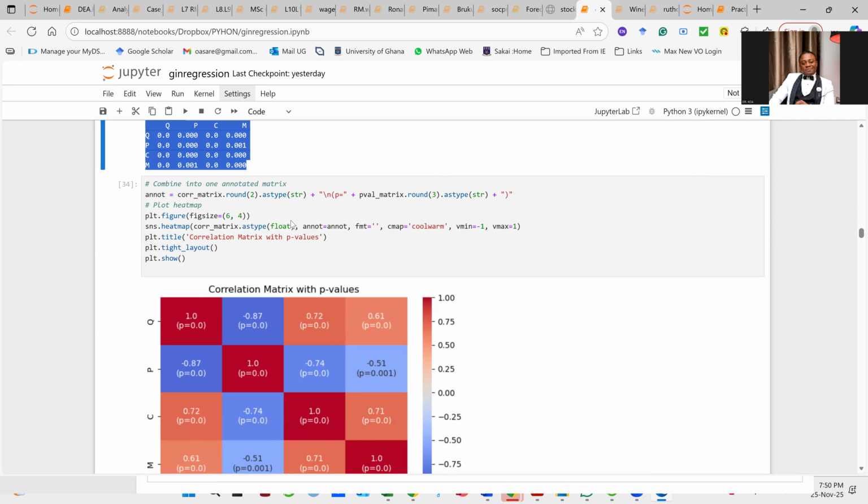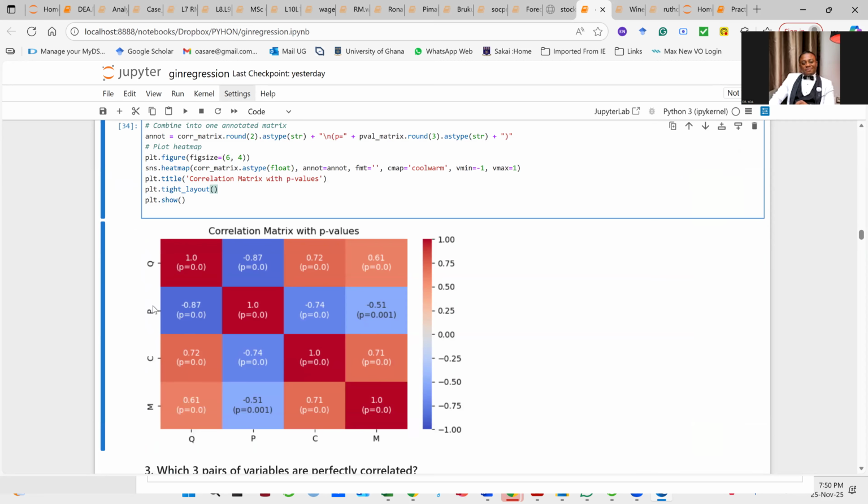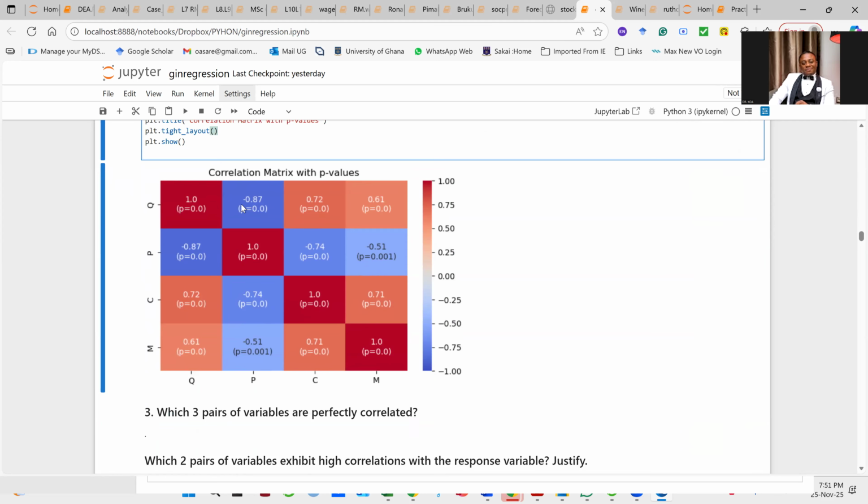This is another heat map. In fact, you can run them later and see. This is another one. It's much more compact than the previous one. And that one too has got the p-values in addition to the coefficient. It's really cool. Now we are ready to ask our question.